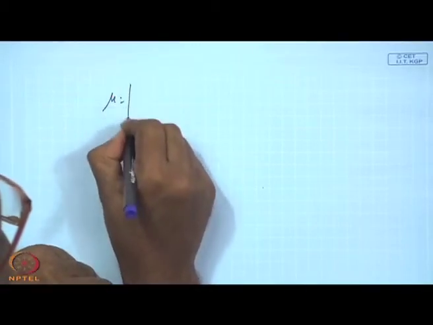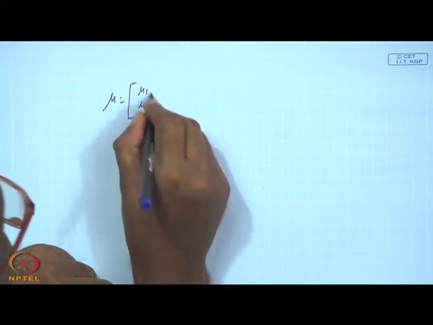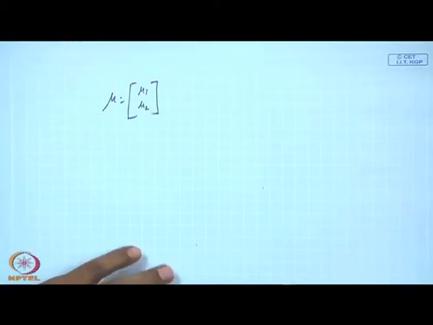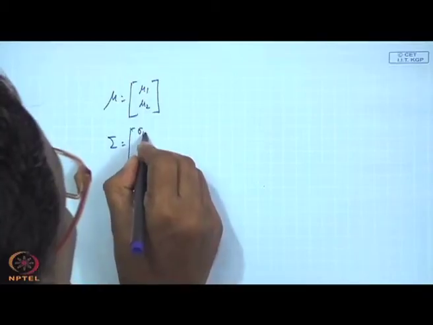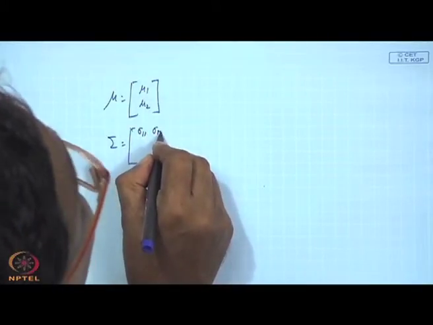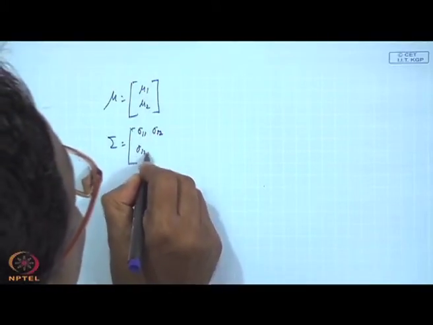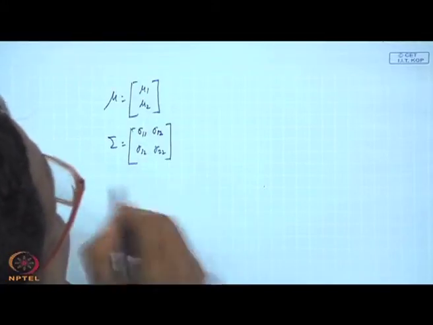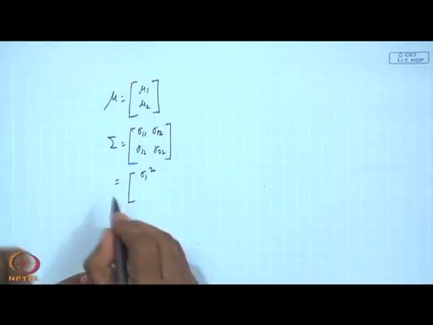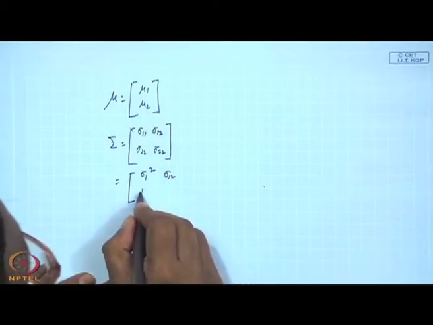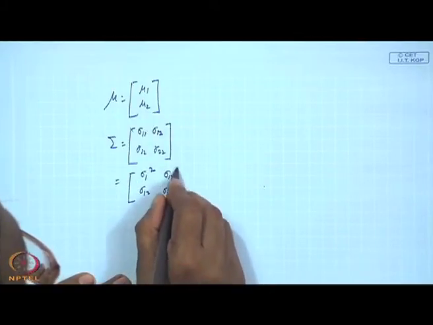We have mu equal to mu 1, mu 2, and we have sigma equal to sigma 1 1, sigma 1 2, sigma 1 2, sigma 2 2. This one you can write now: sigma 1 1 equal to sigma 1 square, sigma 1 2, sigma 1 2, sigma 2 square.